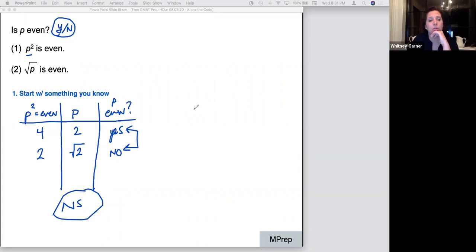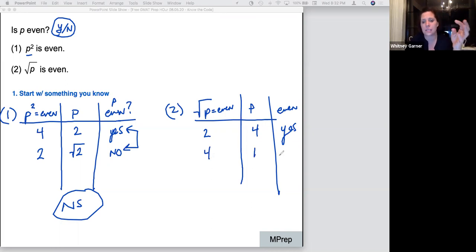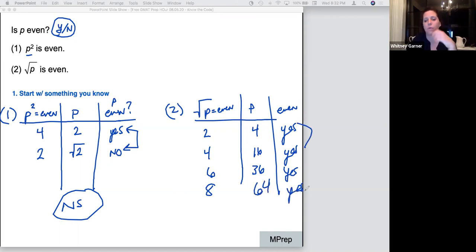If I went to statement 2 and did that same kind of step, then I'm going to start with the root of P, and I'm going to be smarter this time. I'm going to start with 2 because I know this thing is going to be even. The root of P is even. So if the square root of P is 2, then that means that P was 4 originally, because the square root of 4 is 2. Yep. Is P even? The answer to my question is yes. If the square root of P is 4, then I started with 16. I get a yes. If this was 6, I started with 36. I get a yes. If this was 8, this started as 64. I took the square root. I just keep getting yeses over and over again. And so that makes statement 2 sufficient.